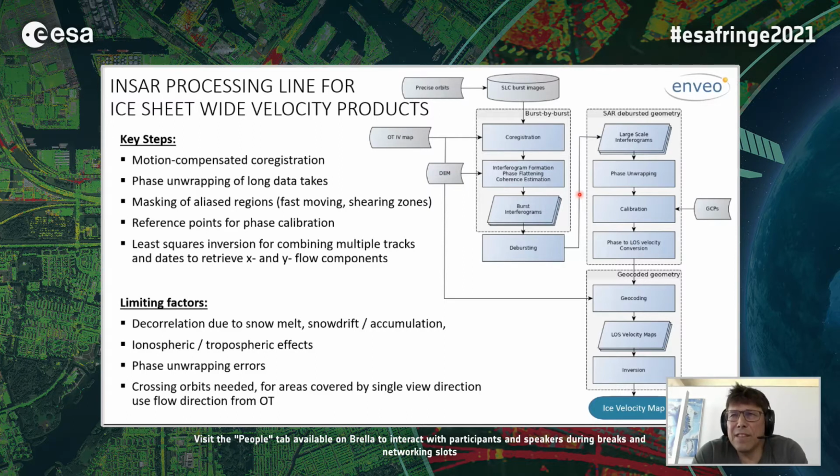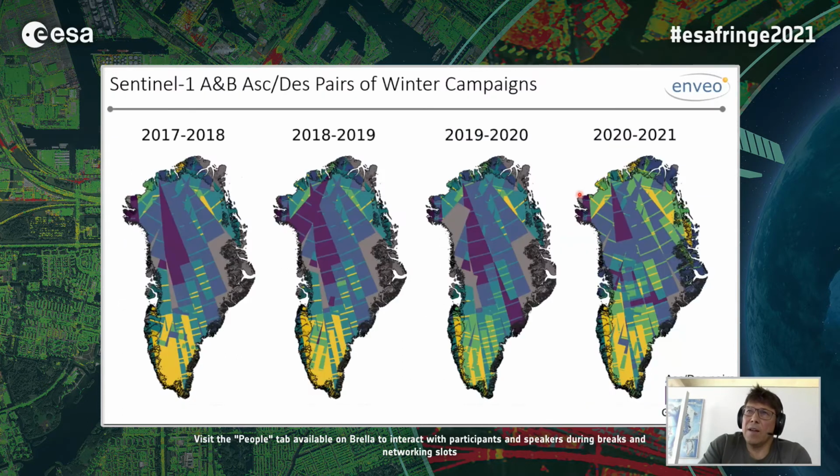There are some limiting factors, as I mentioned before: decorrelation due to snow melt, snow drift, and accumulation. There can be some ionospheric and tropospheric effects. Phase unwrapping errors can occur, especially when we are close to shear zones. And then, of course, one of the prerequisites is the kind of acquisition plan to provide ice sheet wide coverage of crossing orbits. And this is actually not given all the time.